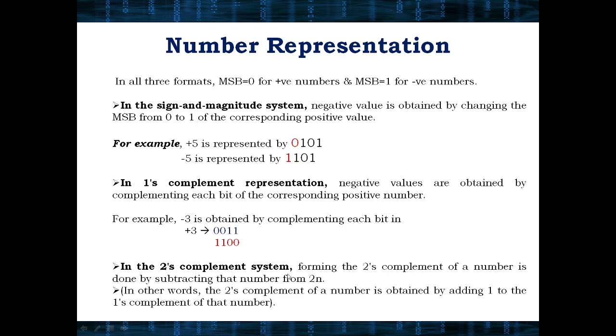In the 2's complement system, forming the 2's complement of a number is done by subtracting that number from 2 to the power n, or in other words, the 2's complement of a number is the 1's complement of that number plus 1. So how do we get the 2's complement? To represent a negative number in this form, first we take the 1's complement of the number represented in simple positive binary form and then add 1 to it. That becomes the binary number in 2's complement form.